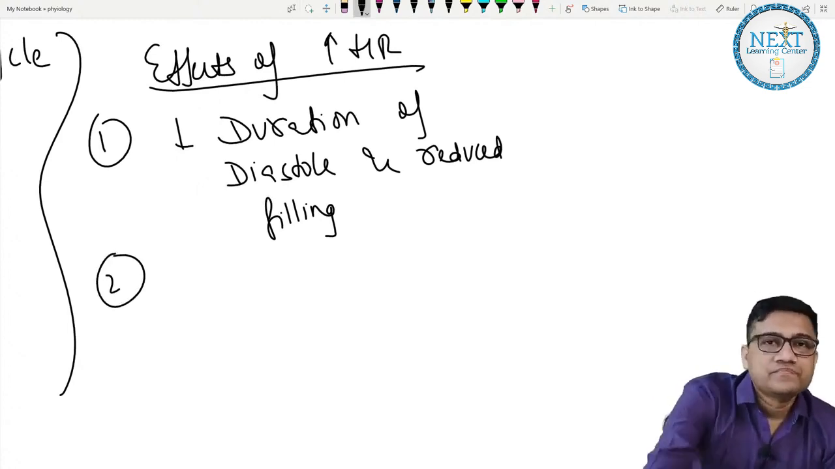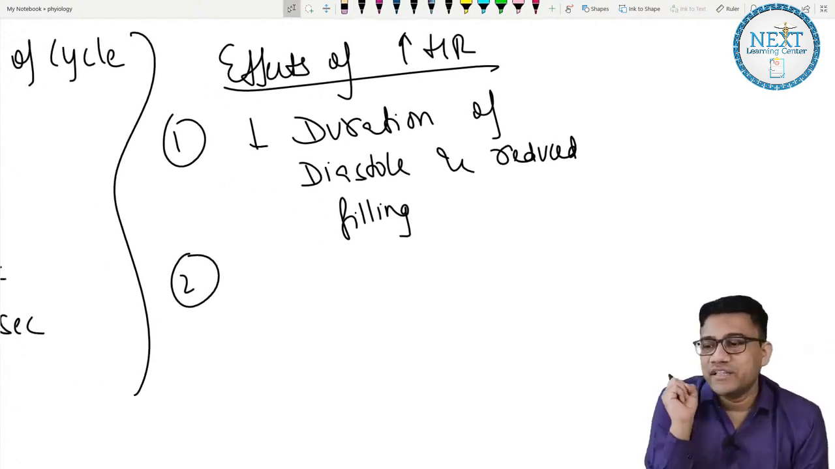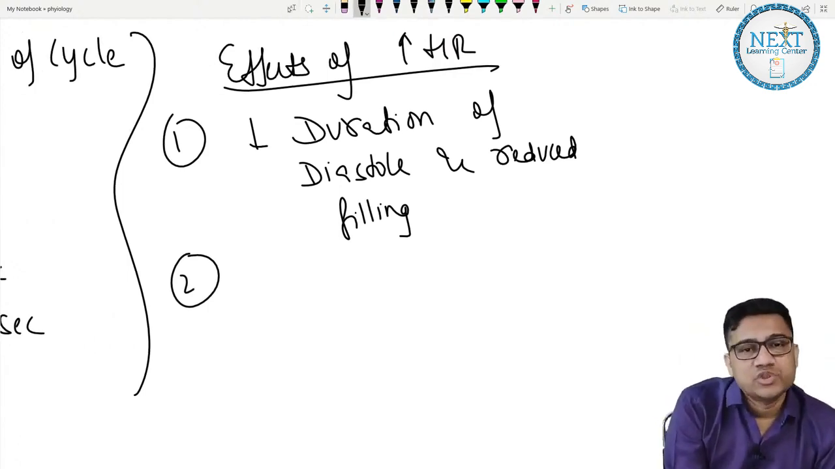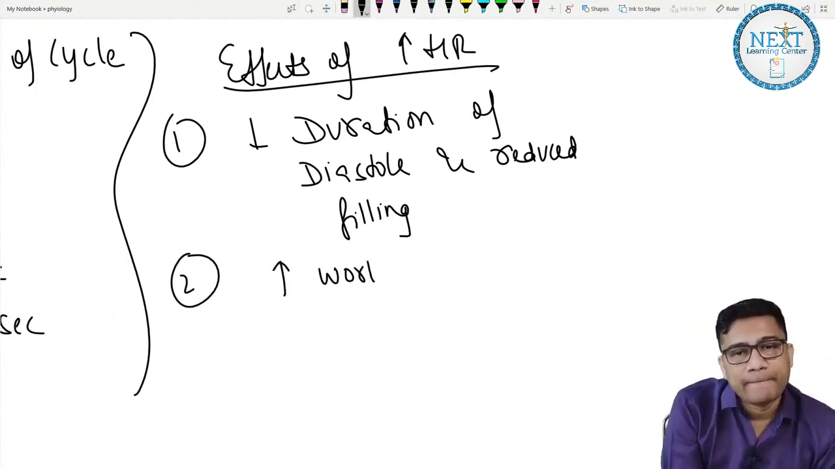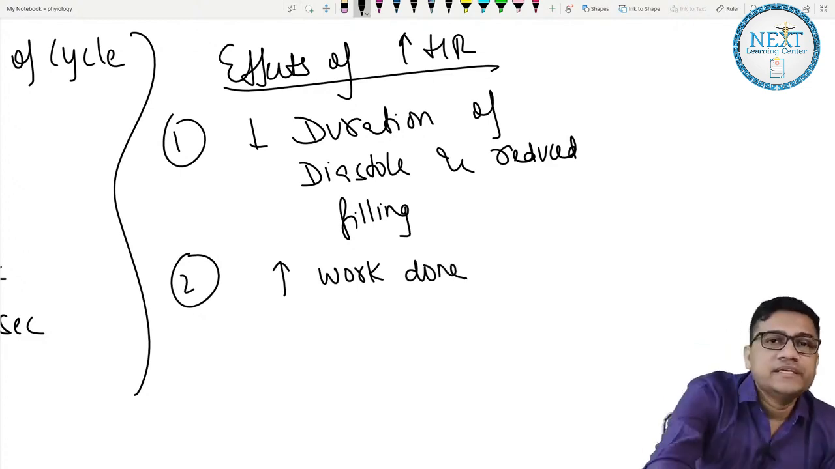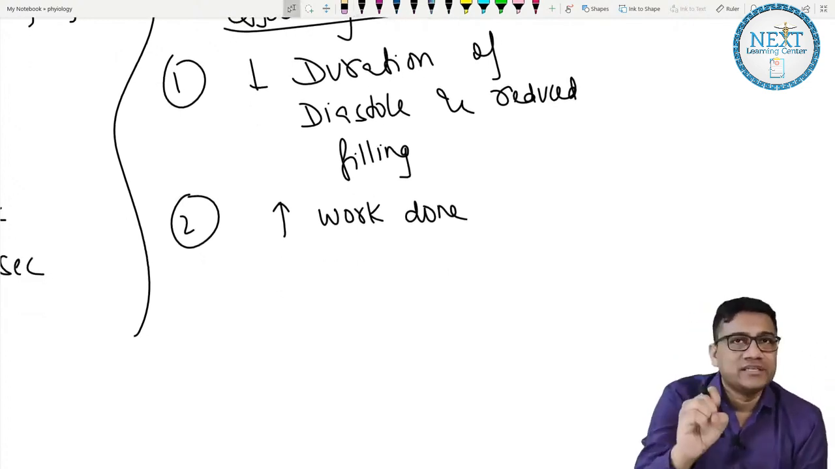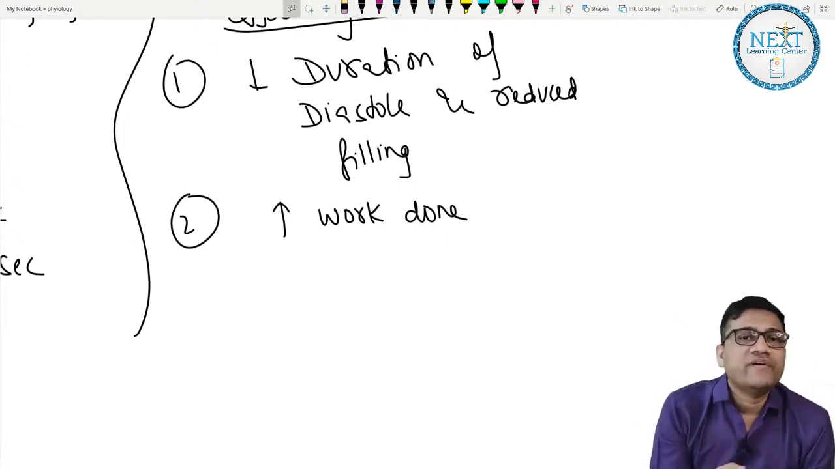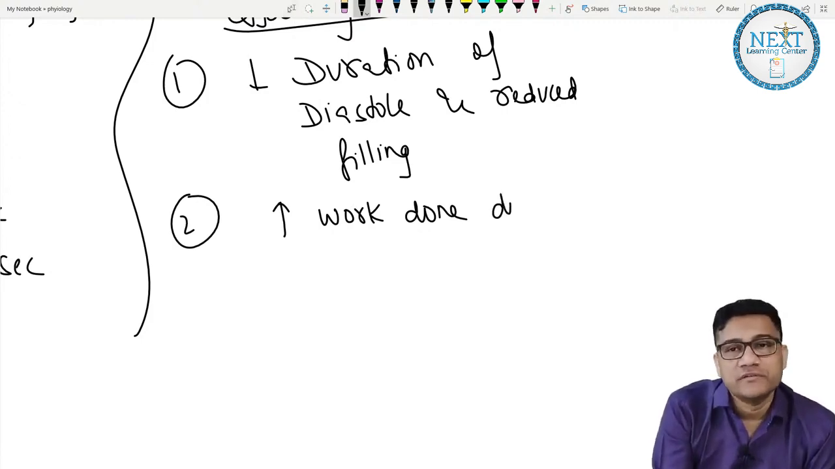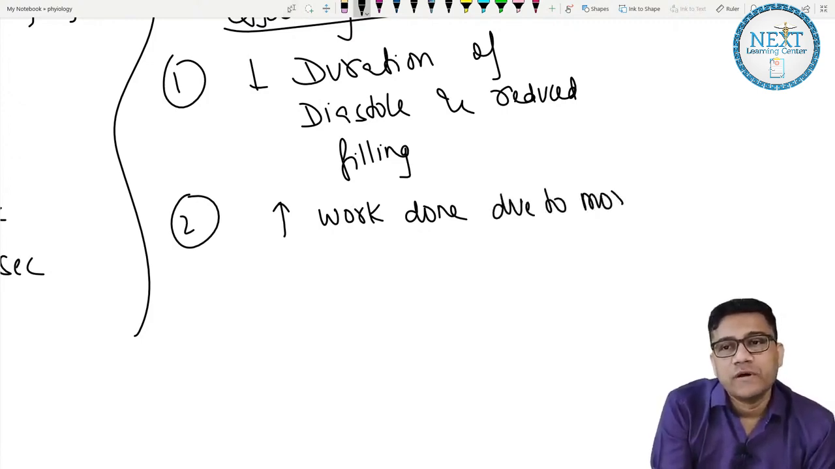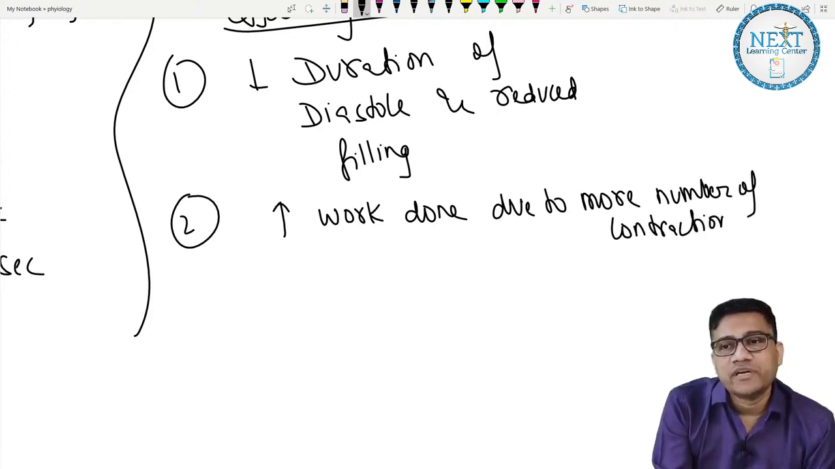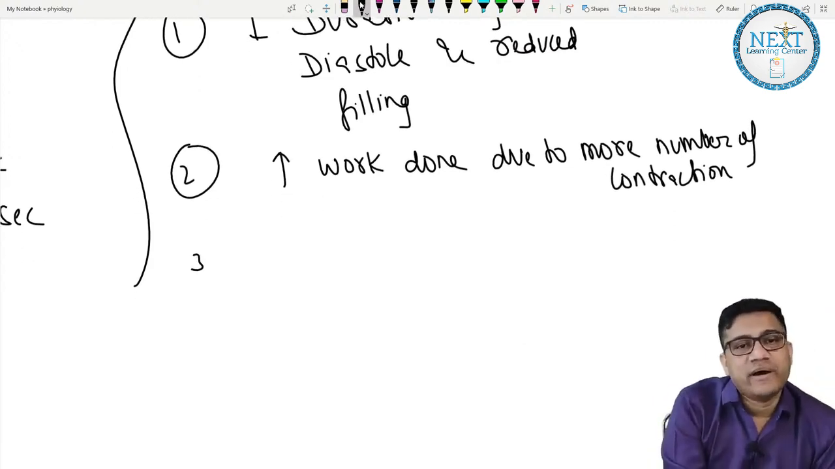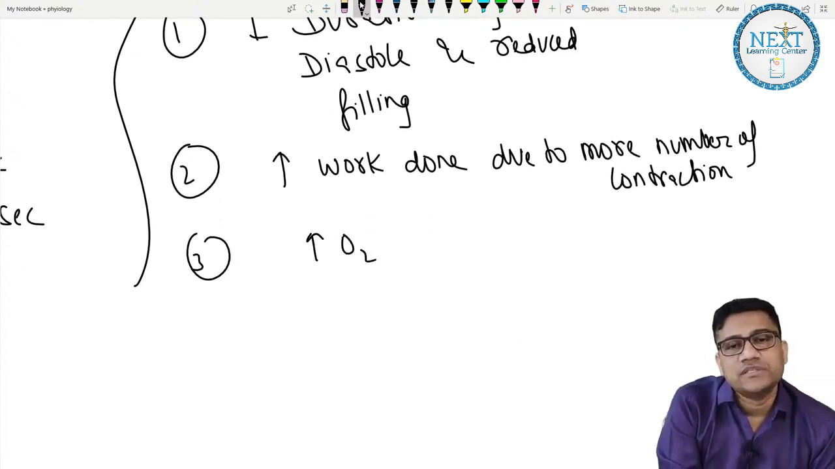Number two, if heart rate increases, the work done of the heart increases. So increased work done. Why? Every contraction requires ATP. If the heart rate increases, the work done increases due to more number of contractions. It's a very important point. And what is the clinical significance? That is why it increases oxygen demand.